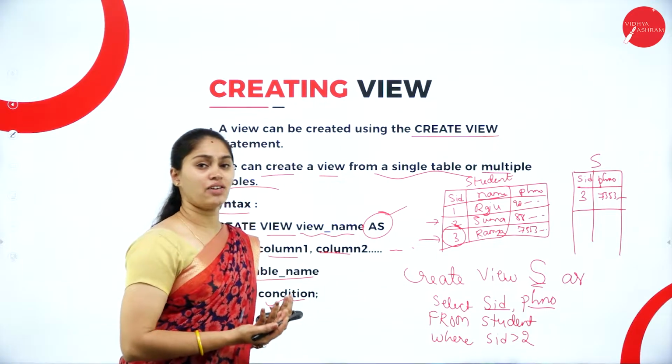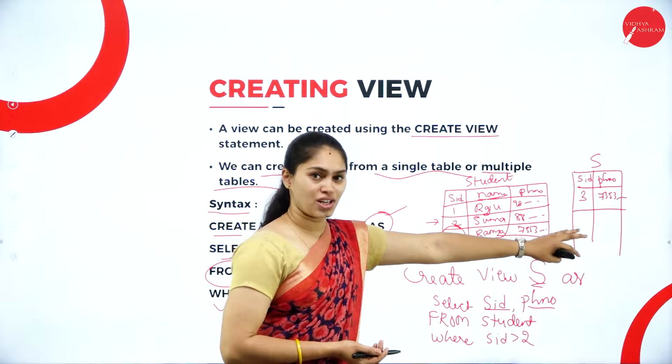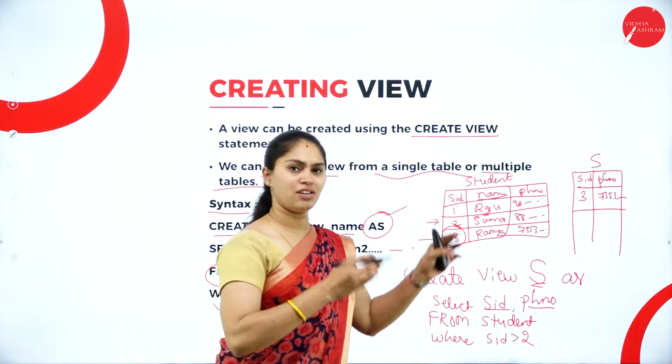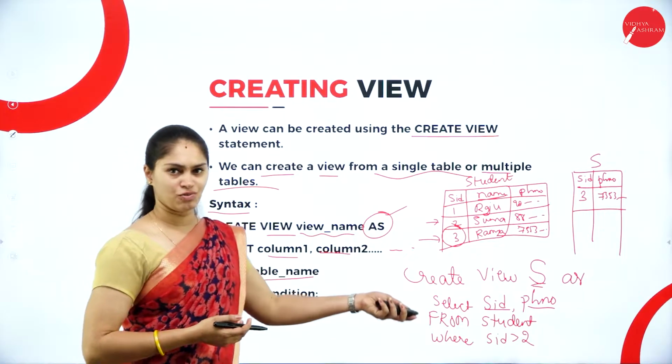So we are creating a virtual view. This is not the physical data or the actual table. Just by picking certain fields from one or more tables, we can create a view, right?